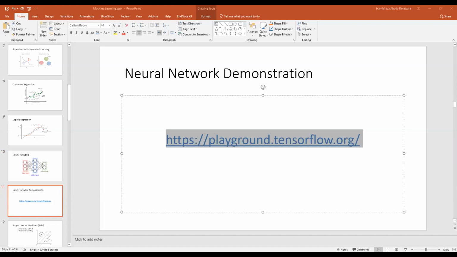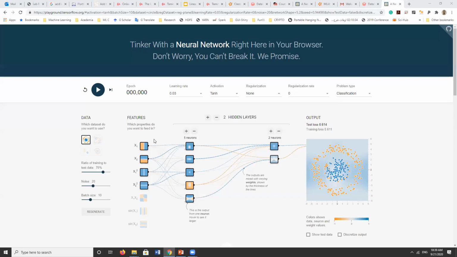That says 10. The Zoom didn't show your screen. Oh, it doesn't? Yeah. Okay, thanks for letting me know. Can you see this? Yes.